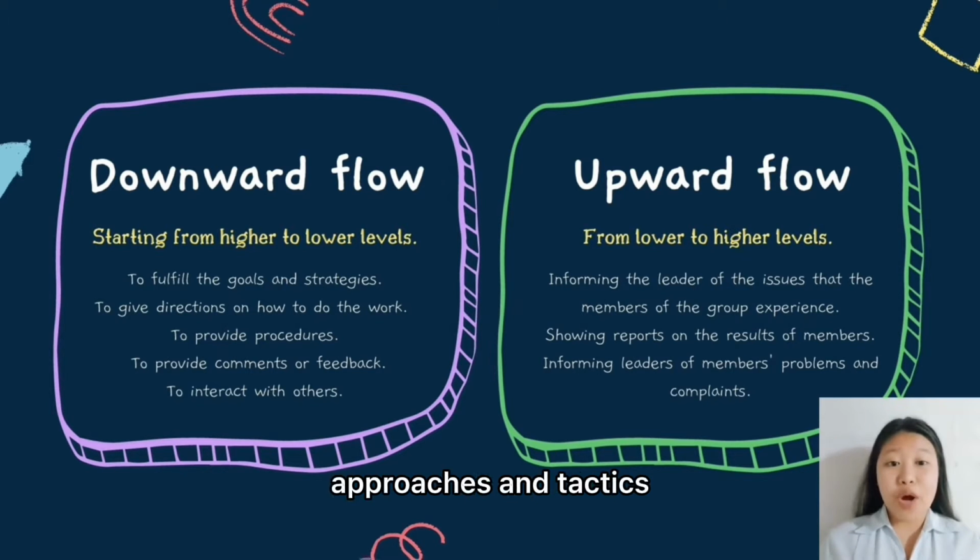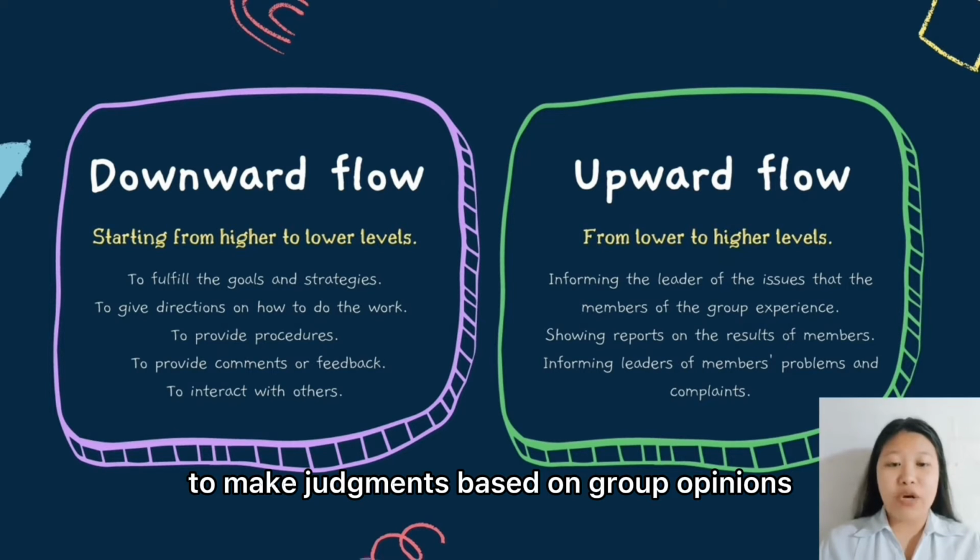But there are a few approaches and tactics that may be used to improve upward communication efficiency. The first one is the open door policy, wherein a leader should constantly be willing to listen to staff members' ideas and comments. And then the second one is conducting post-interview and attitude questionnaires. And then lastly, you can use tools like suggestion boxes to make judgments based on group opinions.